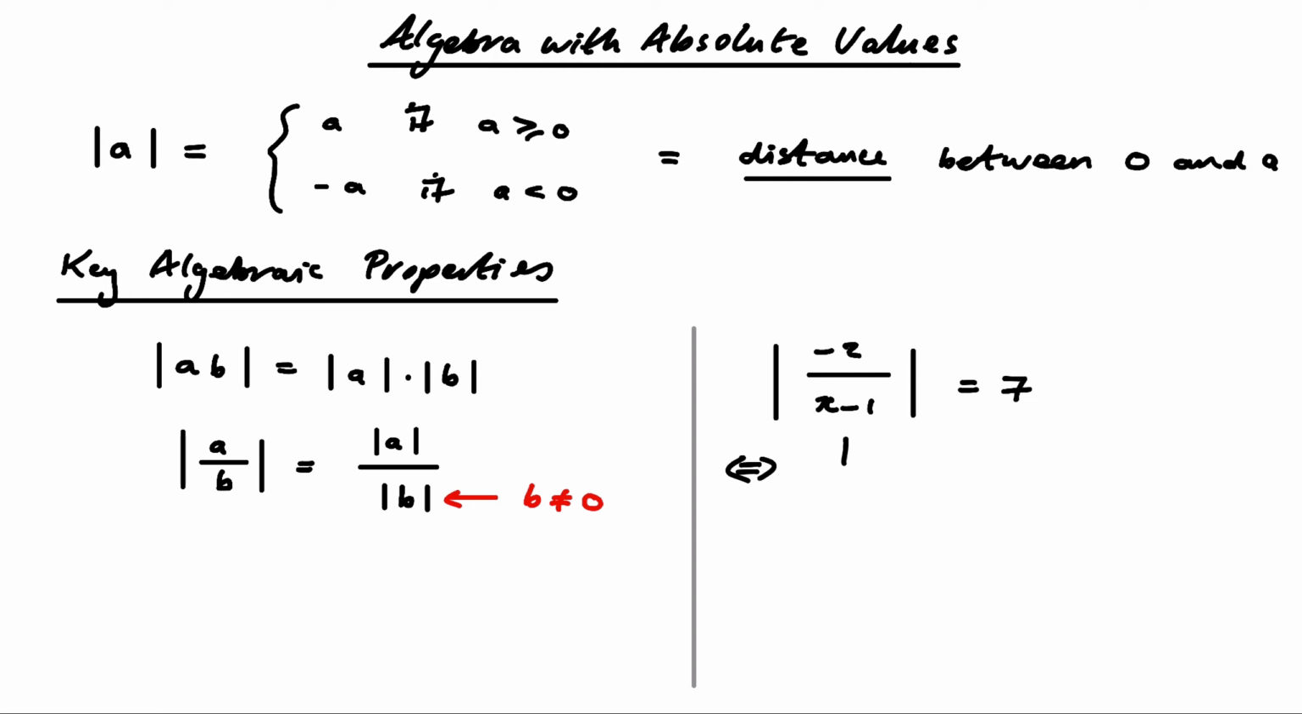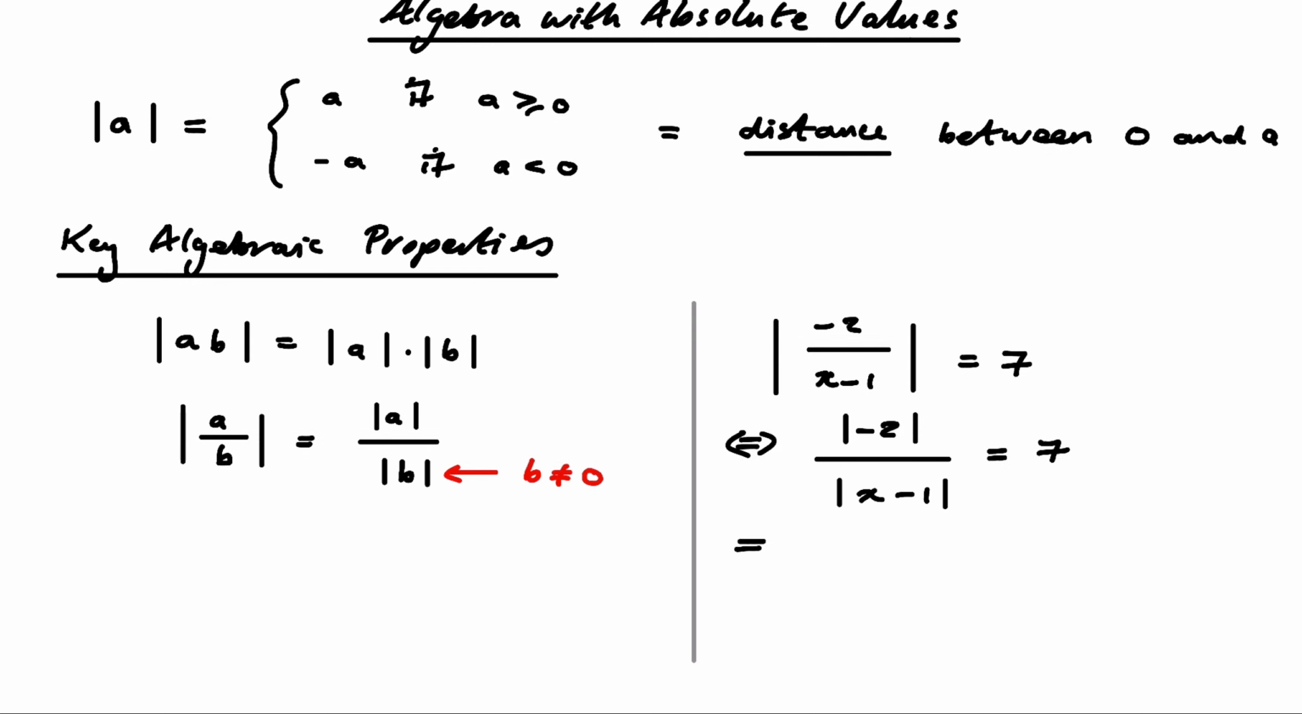I could write this as the absolute value of minus 2 divided by the absolute value of x minus 1. It's my second property here. I'm assuming x is not equal to 1, otherwise I'd be dividing through by 0. So this has to be equal to 7. Okay, so now what can I do? Well, I can use my very basic rules of arithmetic.